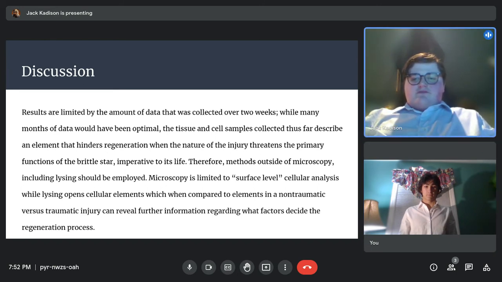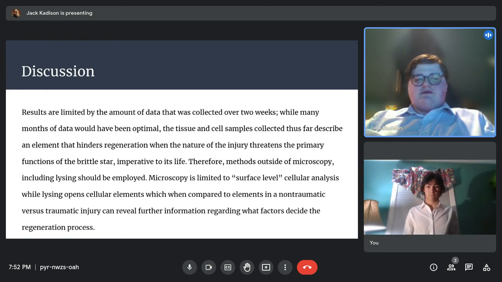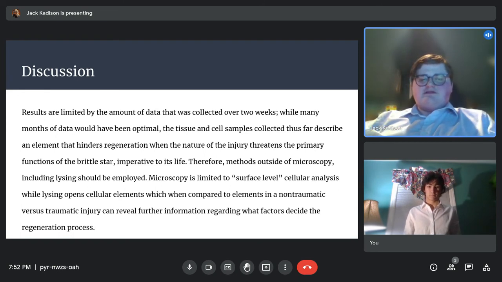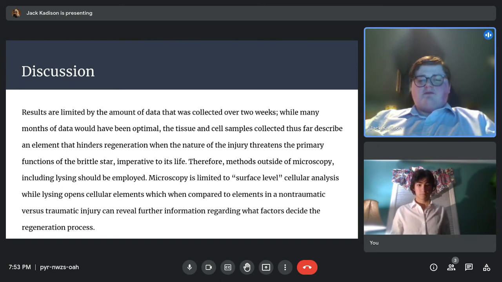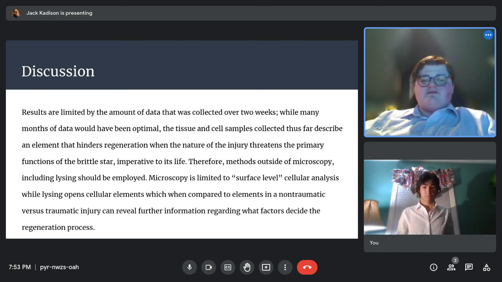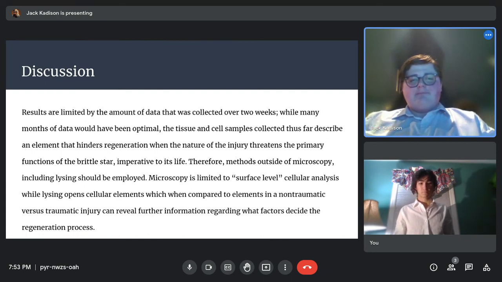Methods outside of microscopy include lysing. Microscopy is limited to surface level cellular analysis, while lysing opens cellular elements, which, when compared between a non-traumatic versus traumatic injury, can reveal further information regarding what kind of factors decide what happens during the regeneration process.